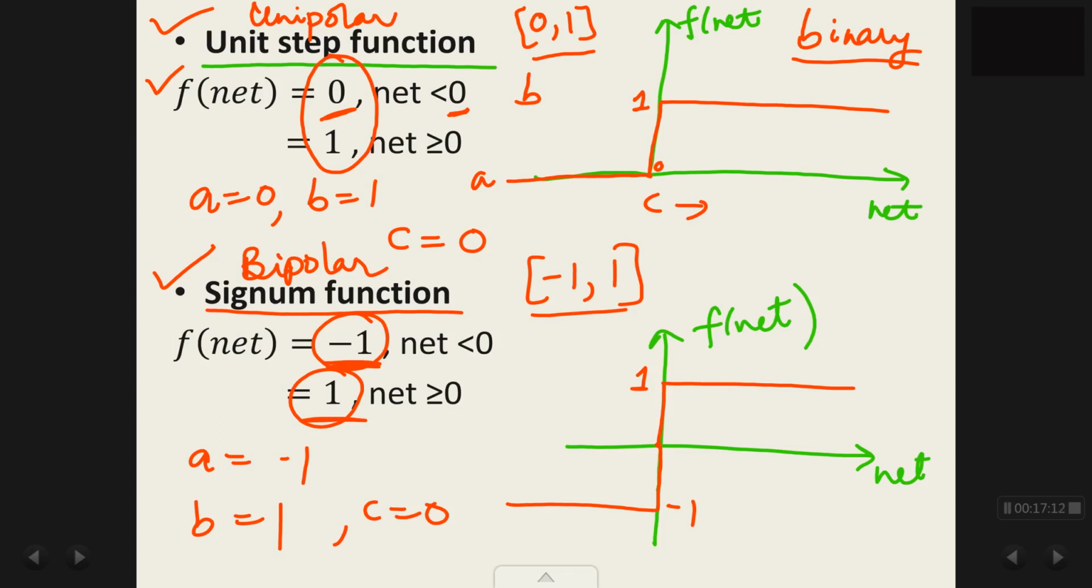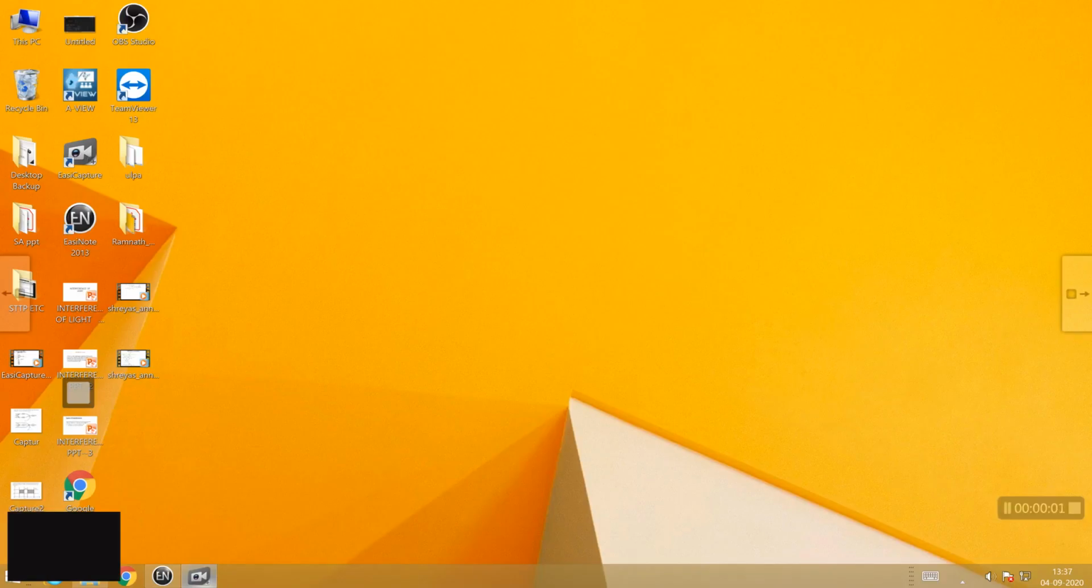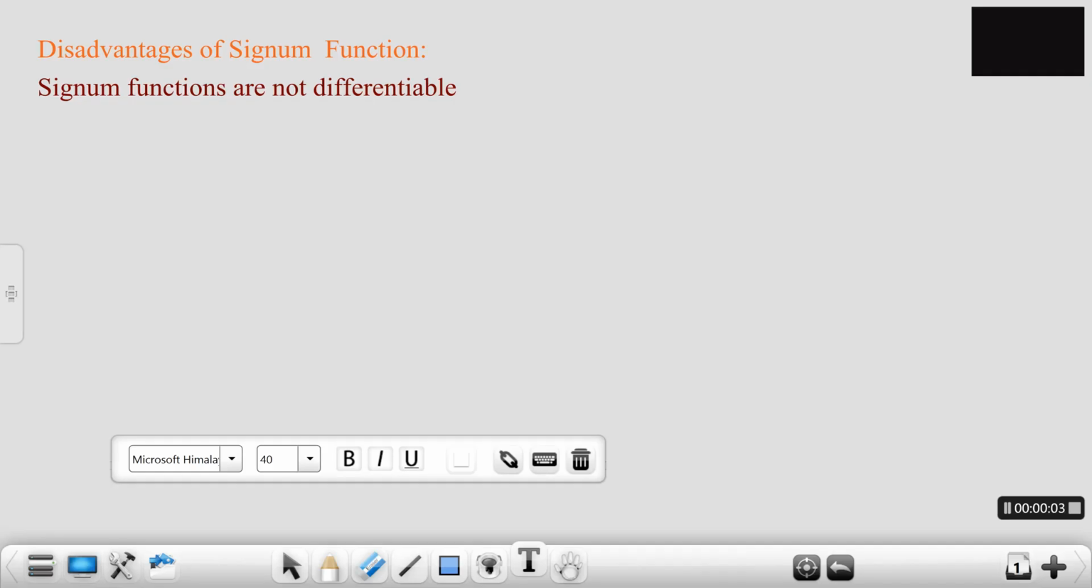So this is also called a unipolar discrete neuron and a bipolar discrete neuron. This activation function is for a unipolar discrete neuron. This is for a bipolar discrete neuron. They are discrete neurons because the output only switches between two different values. Okay, we have seen Signum functions.